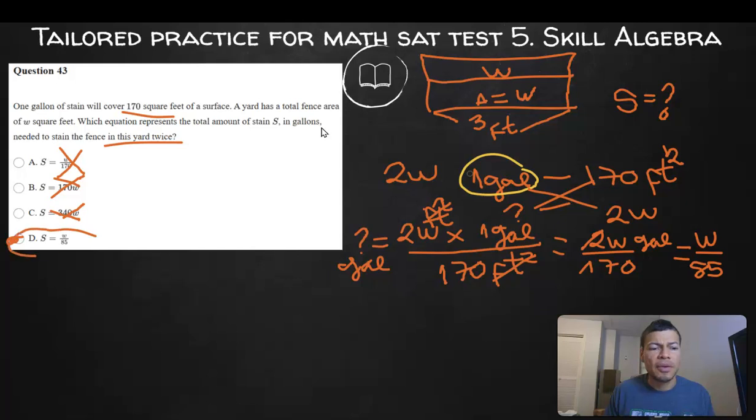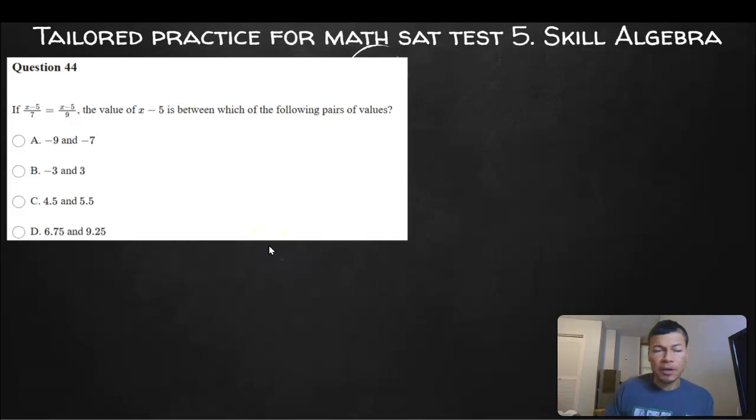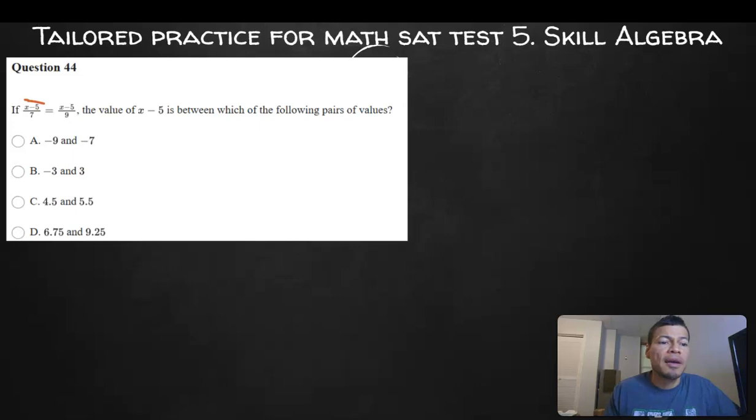And this is the choice that we are going to click on the test. Okay, so for this problem, the test is asking me, if (x - 5)/7 equals (x - 5)/9, the value of x - 5 is between which of the following pairs of values?